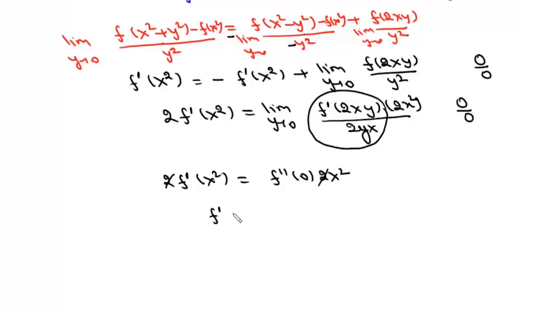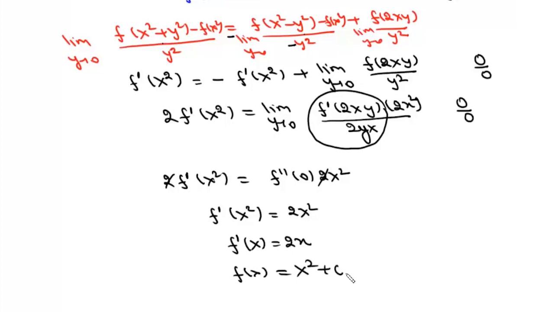So we can write f dash x square is equal to 2x square, or simply f dash x equals 2x. Now if we integrate this, we get fx as x square plus c. Now we know that when x is 0, f is 0, that means c is 0. So our function fx in this case is simply x square. And that is the answer to this question.